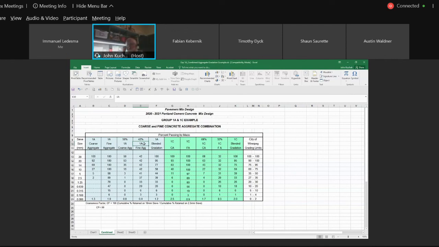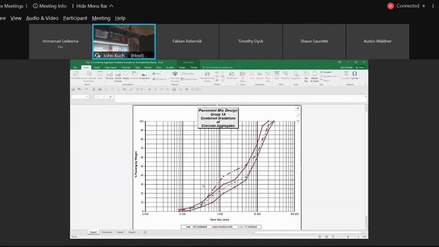So we're starting off as initial. We know that we want to be more coarse. Let's say we start off with 50-50. Where am I going to be? Well, you can see you're way out to lunch. Obviously, you've got way too much fines.